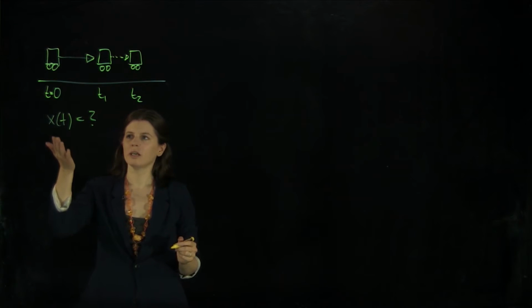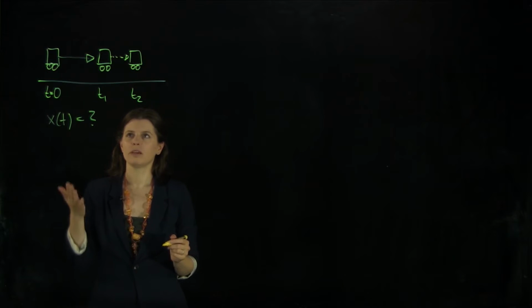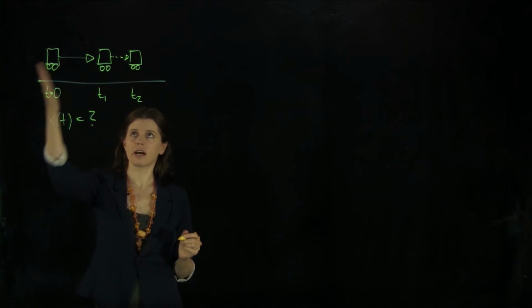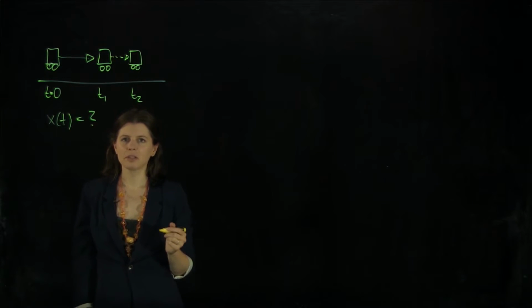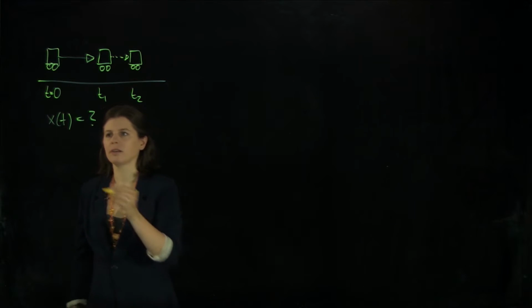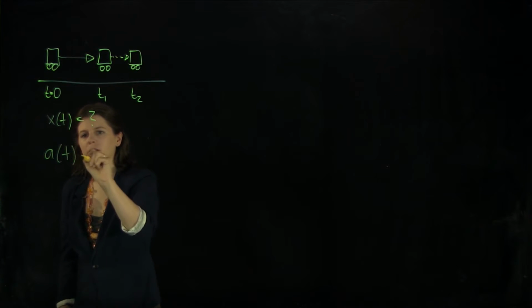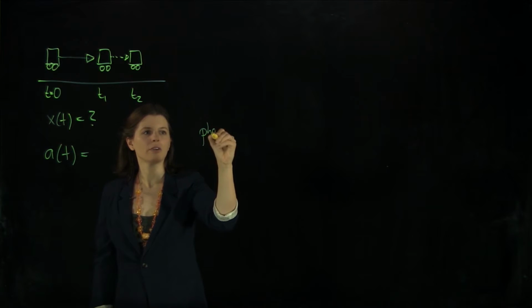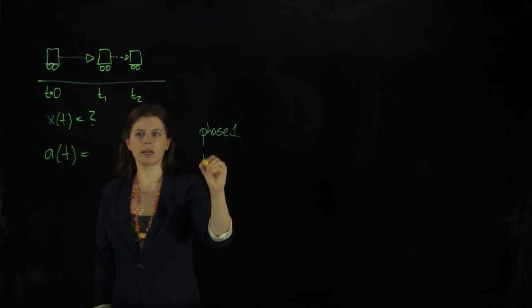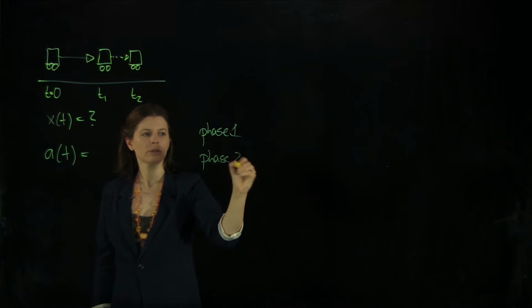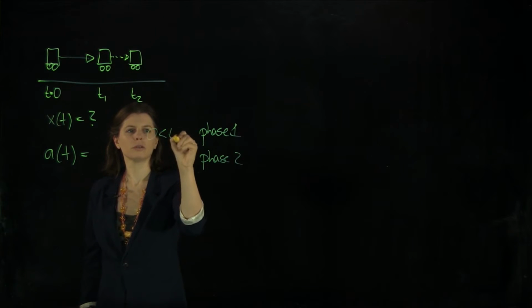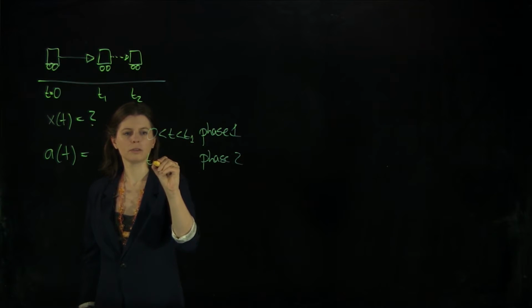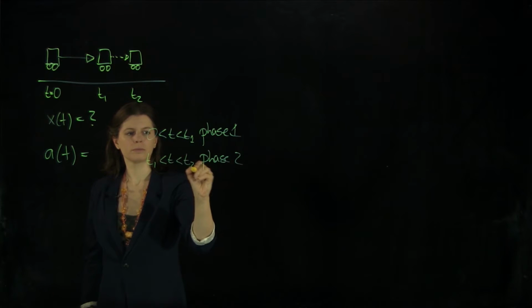But we can't actually just write this up. We need to first look at other information that we have about this kind of setup. And what we have is information on the acceleration. And we have to consider these two phases separately. So we have here phase 1 and phase 2. And phase 1 is from 0 to t1. And phase 2 is from t1 to t2.